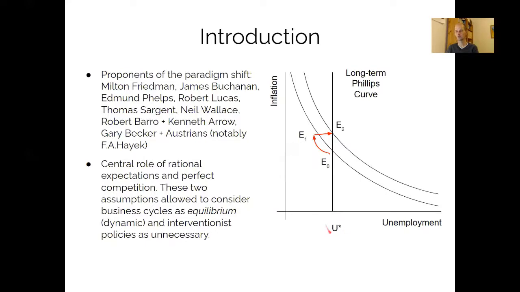The U star seems to be insufficient for him. So he might wish to move to a point E1. Why does E1 actually decrease the unemployment? What happens is the so-called money illusion.